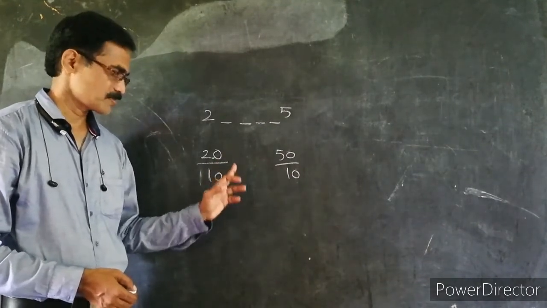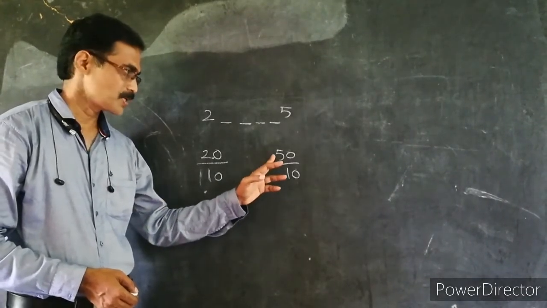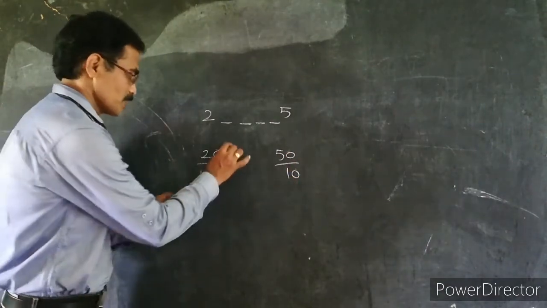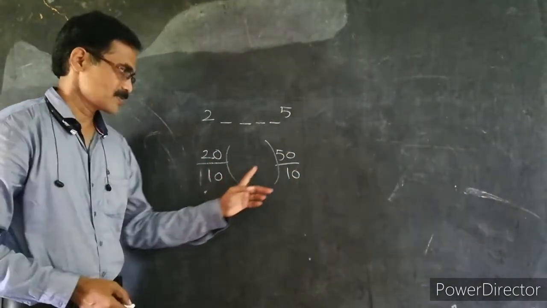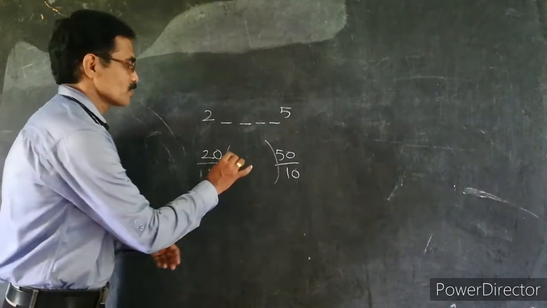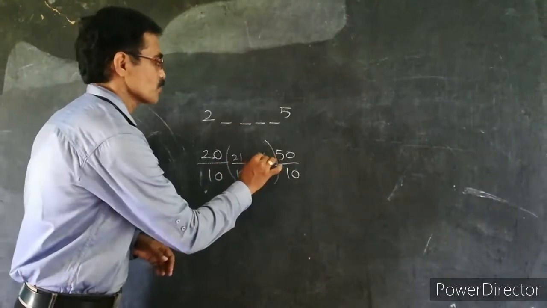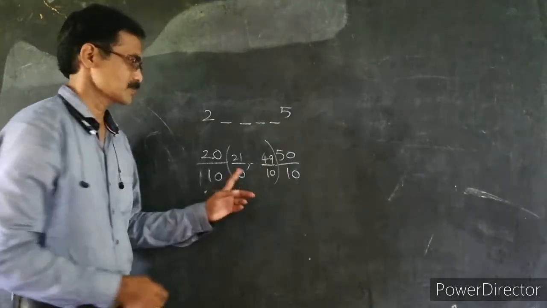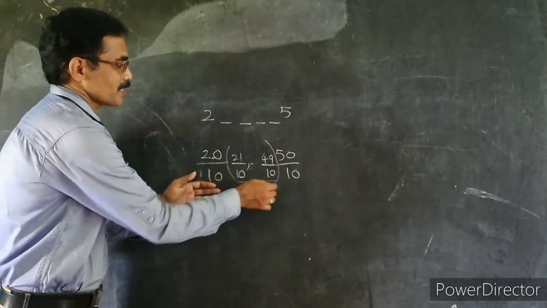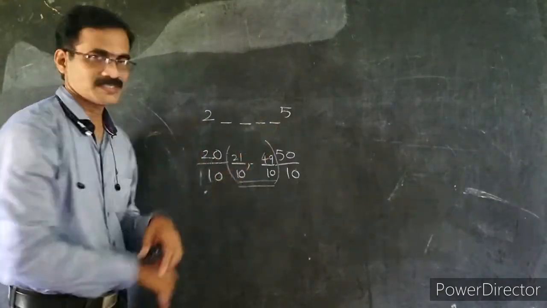What are the rational numbers? 21 by 10, 22 by 10, 23 by 10, up to 49 by 10 we can write. This is 50 by 10. So in between there are some rational numbers: 21 by 10, 22 by 10 and so on, up to 49 by 10. Among these rational numbers you can write any 4 between 2 and 5.